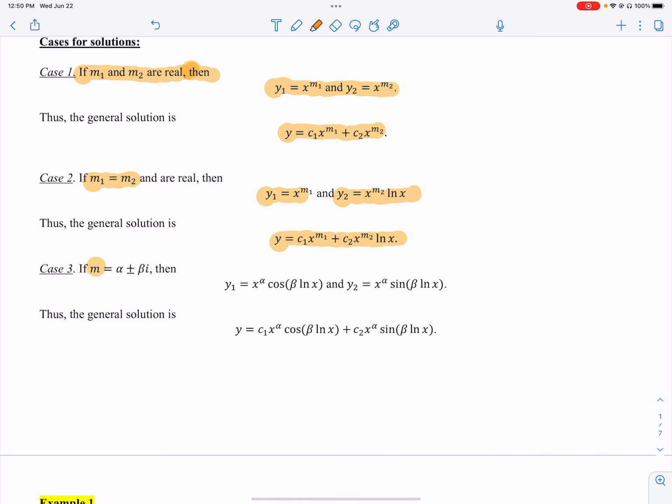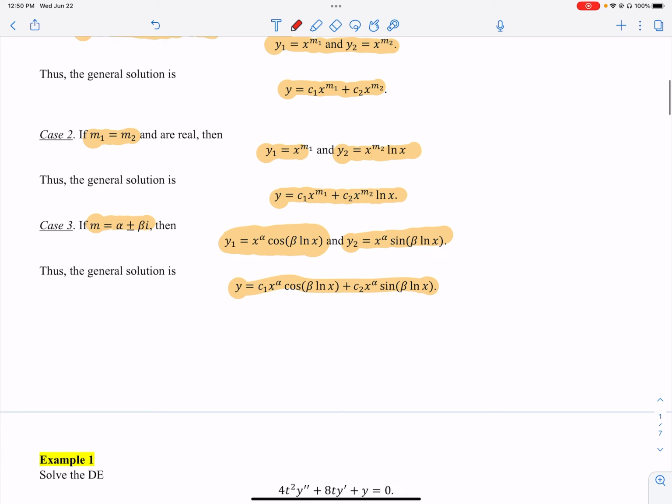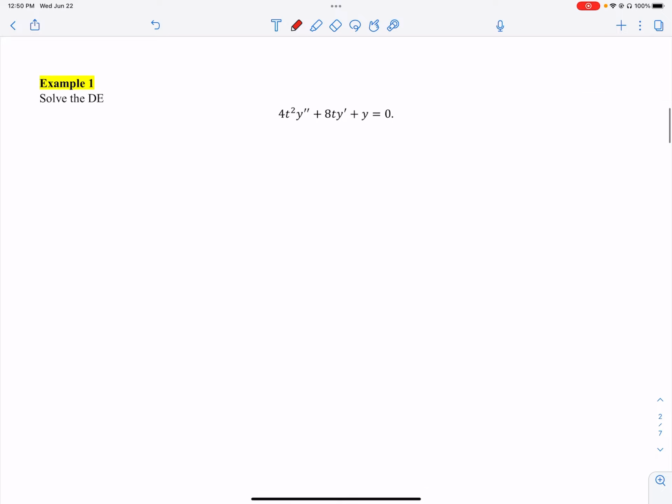And this is if we have an imaginary number. Imaginary numbers look like alpha plus or minus beta i. I get two solutions from that. I have this one, x to the alpha cosine of beta ln x, and then I have the other one, which is just a sine. Then we put those together for our general form. So these are rules that you'd want to keep. If you're allowed a note card on your tests, maybe you could generalize this somehow quickly, that way you have a reminder of what your solution should look like. Let's get a couple of examples under our belt.